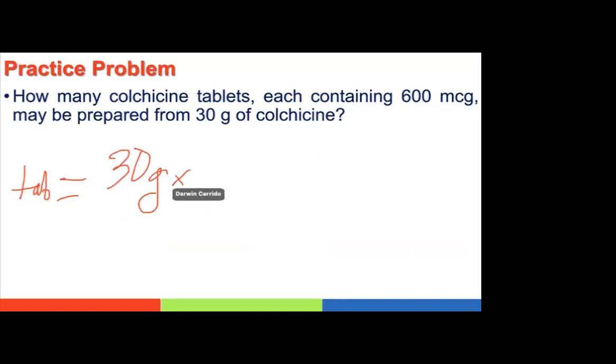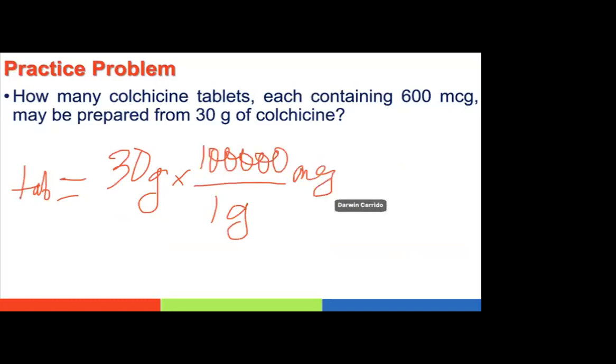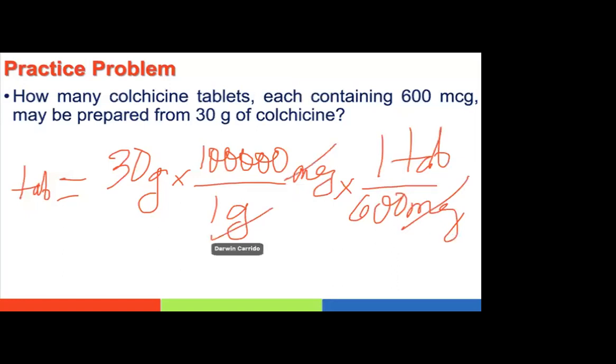Ano yung conversion natin na gagamitin? 1 gram is equal to, diretso na tayo, 1 million mcg. Tama ba? Tapos saan natin i-multiply ito? Paano natin makakancel sa mcg? Given the number 600 mcg, so I will make this as my denominator per 1 tablet. So it's the same class. If I cancel out all the units, sa numerator and denominator, I will get 50,000 tablets.